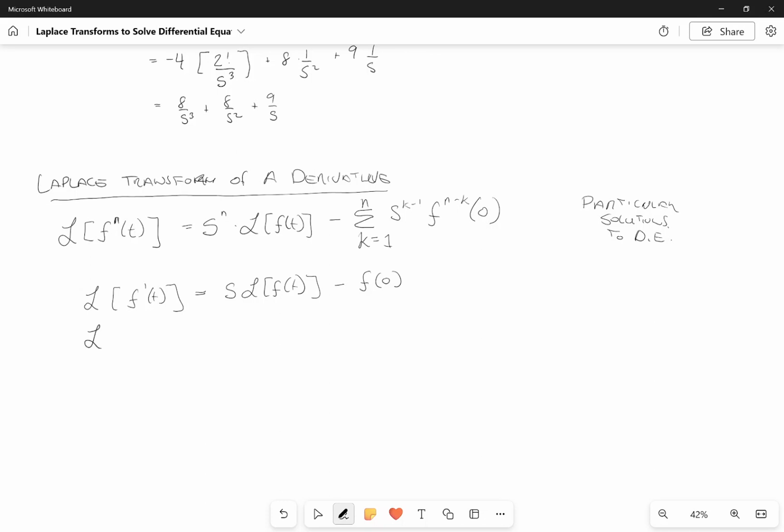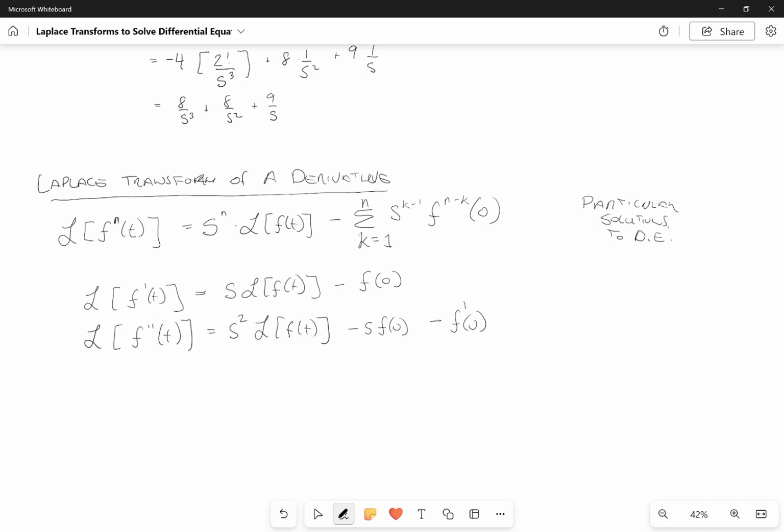If we look at the second one, f double prime of t, the Laplace transform of a second order derivative, then we have to put s to the 2. It's always the same. You start off with s to the 2 times the Laplace of f of t. Now we're going to have two minuses here, and we're going to have s times f at 0, and then f prime at 0. All right, let's look at the next one.